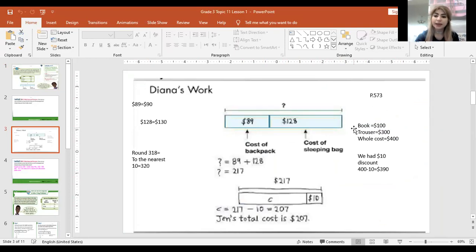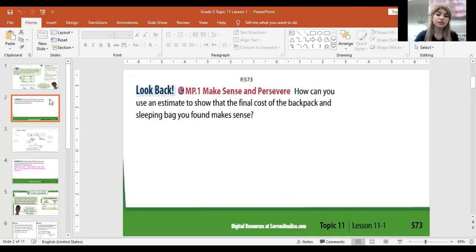And this was a problem that I asked you in the session. If I bought a book for $100 and a trouser for $300, the whole cost is $400. And if my discount is also $10, it will be 400 minus 10, which is $390. Let's go see the question, page 573. How can you use an estimate to show that the final cost of the backpack and sleeping bag you found makes sense? So we can use rounding, and I made a video about rounding.